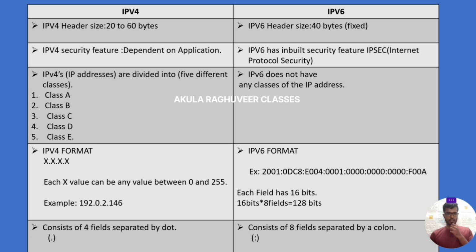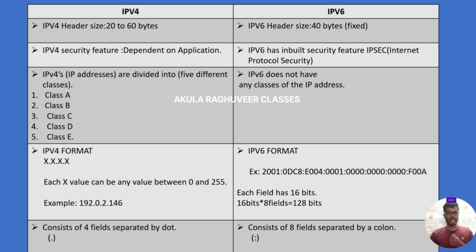In IPv4, the security feature is dependent on application, whereas in IPv6 there is an inbuilt security feature which is called IPSEC. The full form of that is Internet Protocol Security. That is a biggest advantage in IPv6. We have inbuilt security feature IPSEC, Internet Protocol Security.